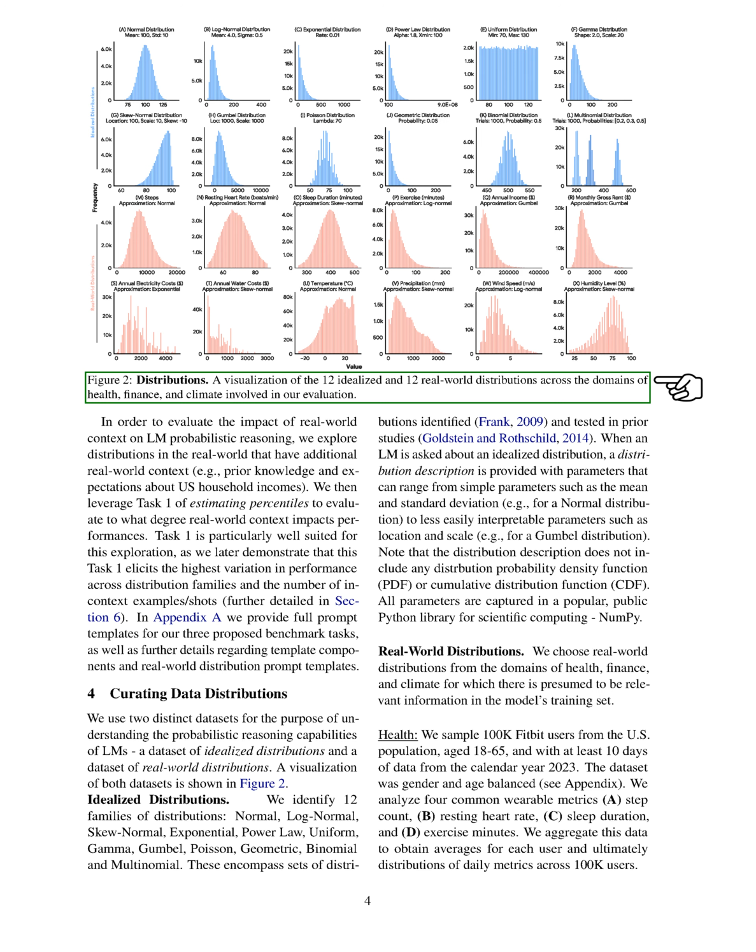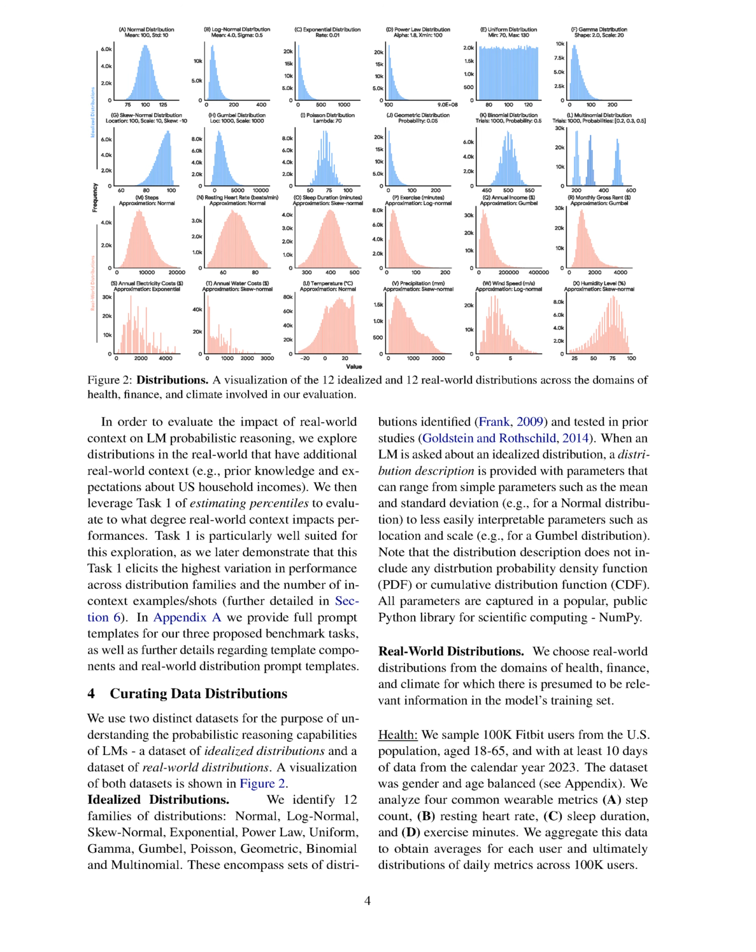The real-world distributions are from health, finance, and climate domains. For health, we analyze data from 100K Fitbit users in the US, focusing on metrics like step count and heart rate. In finance, we use public census data for measures like annual income and monthly rent. For climate, we consider data from weather stations for variables like temperature and precipitation. By exploring both idealized and real-world distributions, we aim to evaluate the probabilistic reasoning abilities of language models comprehensively.